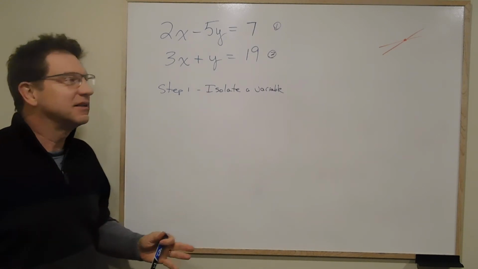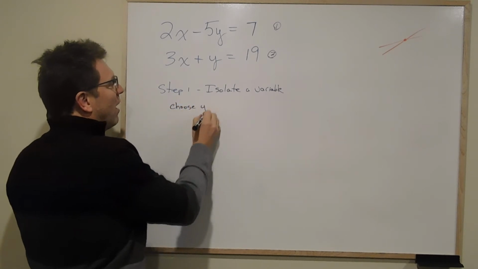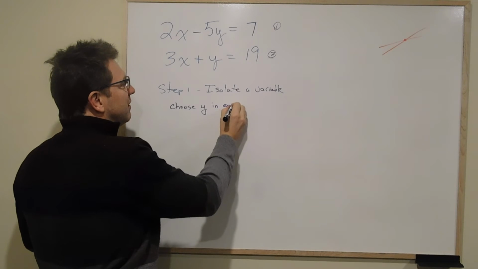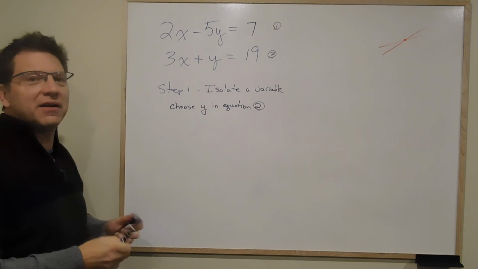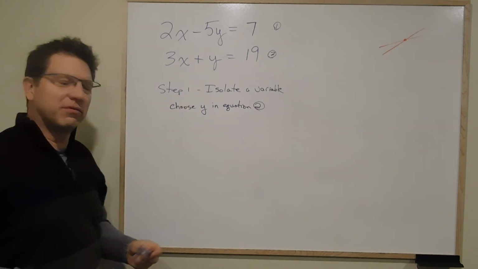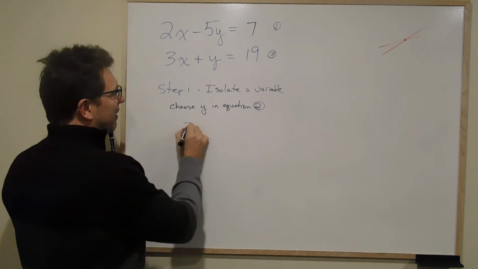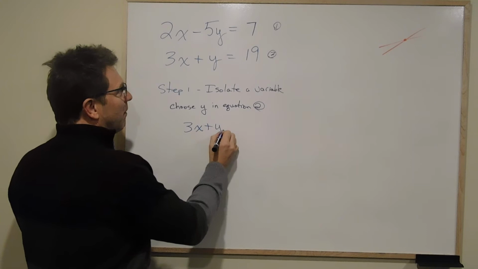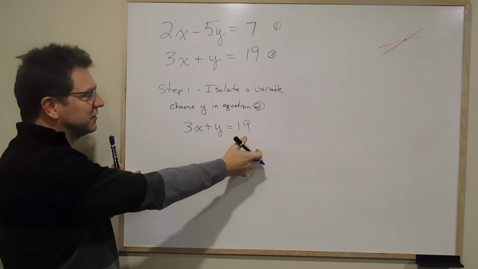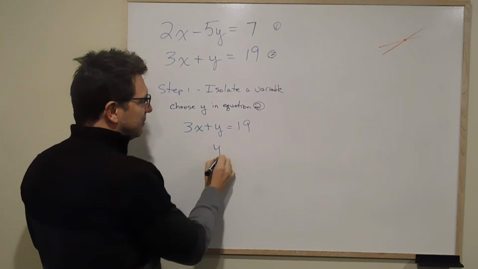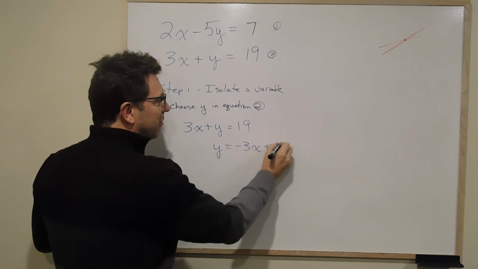In this case, I'm going to choose equation 2. I'm going to choose y in equation 2. And why I'm going to do that is because I notice there's no coefficient in front of the y, which makes it a little easier to isolate. So if I have 3x plus y equals 19, I can just move the 3x over to the other side. It becomes negative 3x. So y equals negative 3x plus 19.